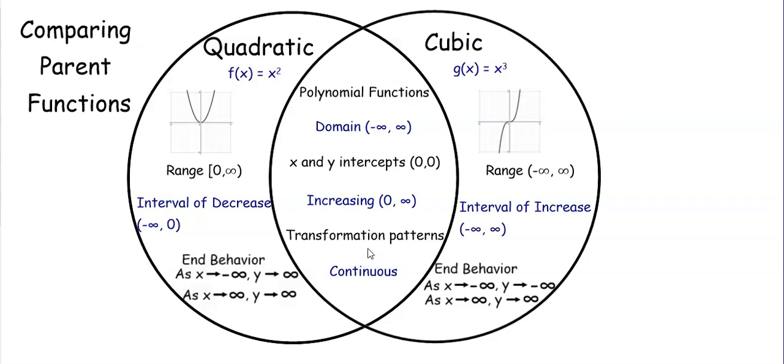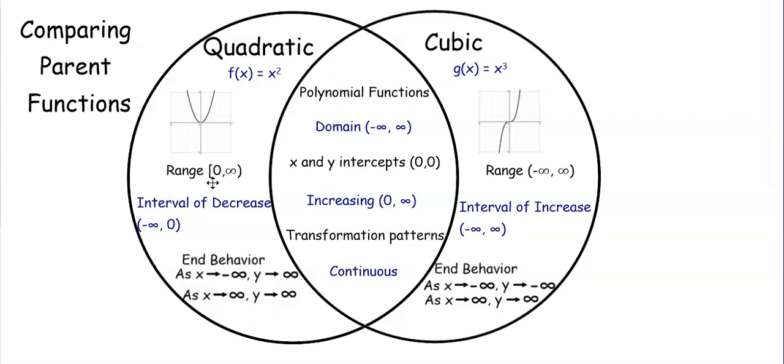In other words, if you add a number to the x, the function will move left. If you subtract a number from the x, you're going to move to the right. Vertical translations and stretches and reflections, they all work the same way. Also, both functions are continuous. Now let's look at some of their differences.